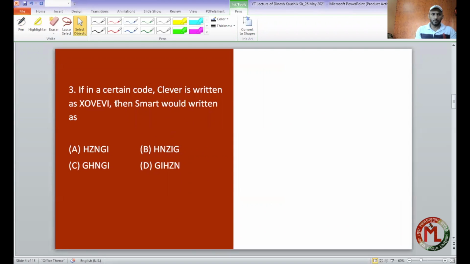Okay. Now this is the question from coding. In a certain code, CLEVER is written as XOVEVI. Then what will be the code of SMART?